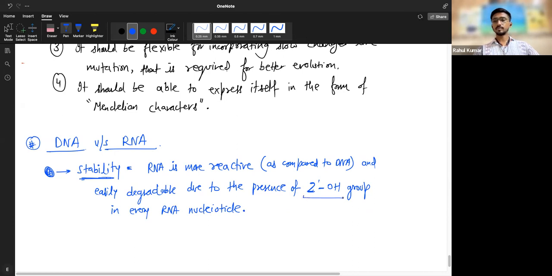So this is an open group present in every RNA because the RNA is single-stranded. To make a double-stranded bond, this group has to bond. So when it is a single strand, these groups are open and present. This makes it more reactive. This group can react with other substances and makes it easily degradable. Is it clear?